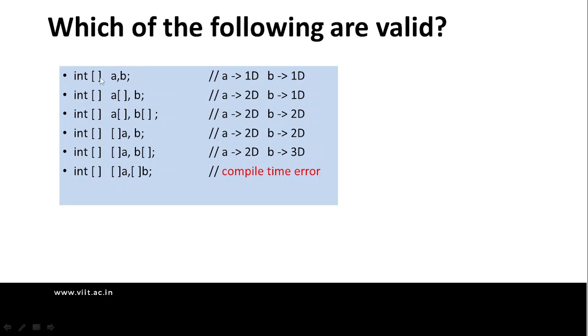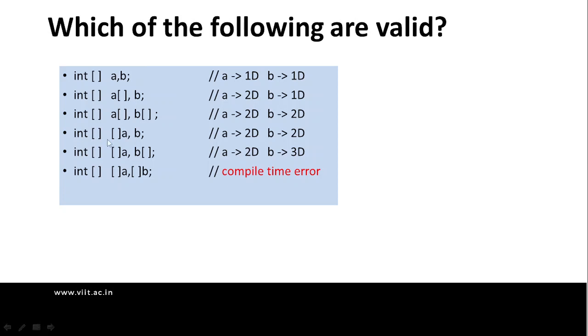Initially, int[] a, b means a is one dimensional and b is single dimensional, both are single dimensional. In this case, int[][] a, b means a is a double dimensional array, and b is also a double dimensional array. Then int[] a[], b means a is double dimensional and b is single dimensional. Then int[] a[], b[], so that a is double dimensional and b is also double dimensional.